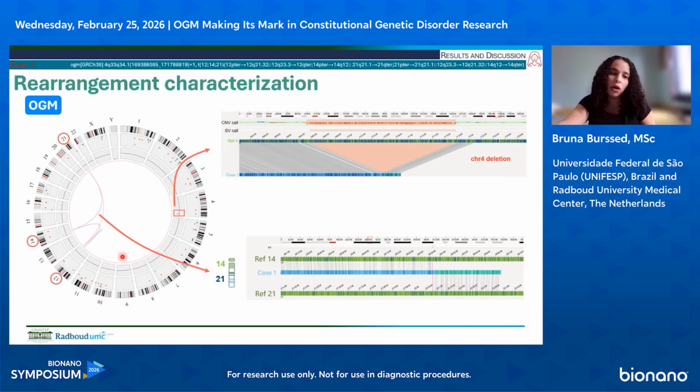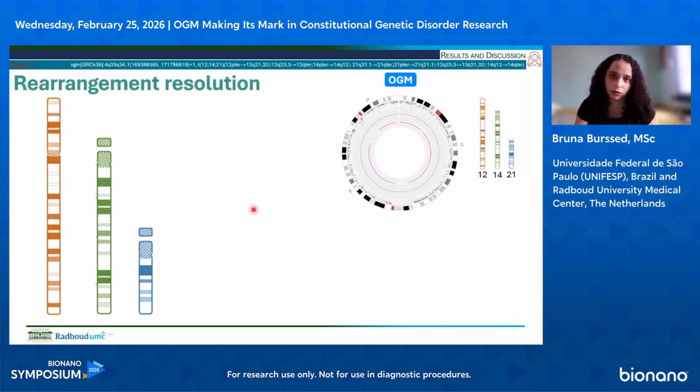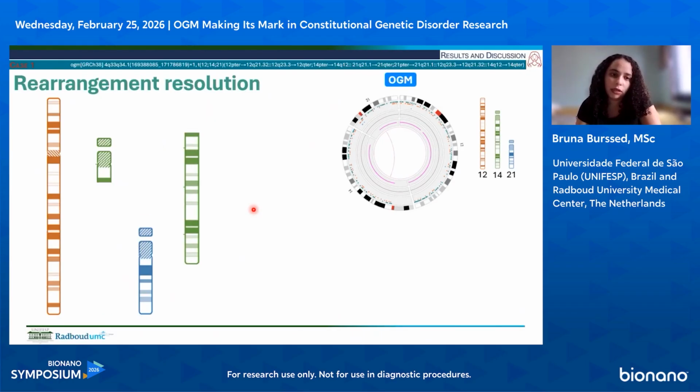If we look into all of these maps of these lines, we then are able to resolve this rearrangement. So here we have the 3 chromosomes involved. And for the formation of this rearrangement, we see that we had breaks in chromosomes 14 and 21. And then they joined together to form the derivative of chromosome 14 that I showed you in the previous slide.